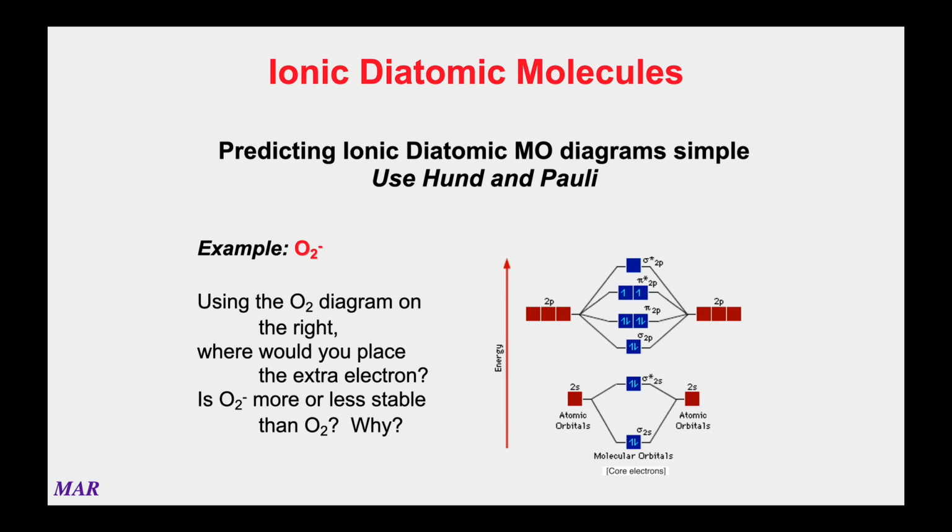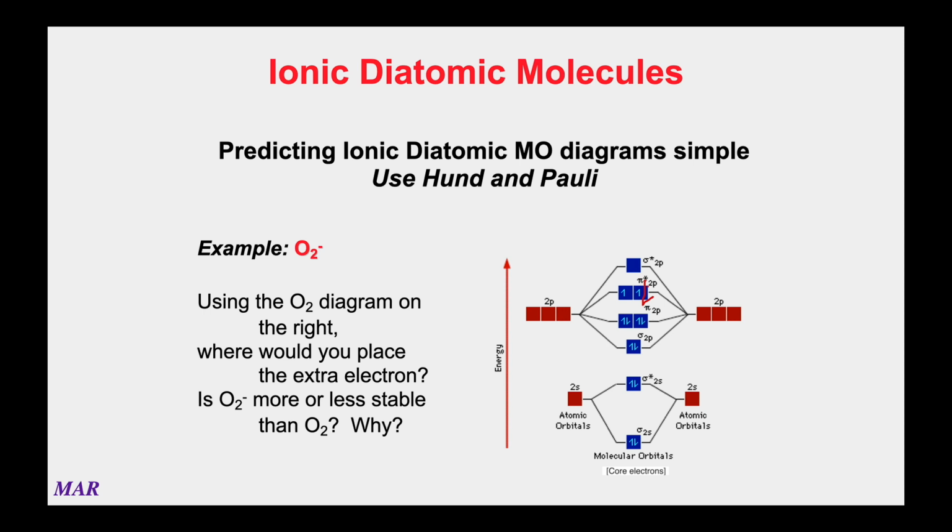If you wanted to make O2 minus, you'd start with neutral O2, and the picture right there is of neutral O2. It's got the pi star 2p. And the question is here, where would you place the extra electron? Well, the extra electron will go in what's called the lowest unoccupied molecular orbital, the LUMO. The LUMO here would be a pi star 2p. That's the first place. You could pair up one of the electrons, either left or right, it doesn't matter.